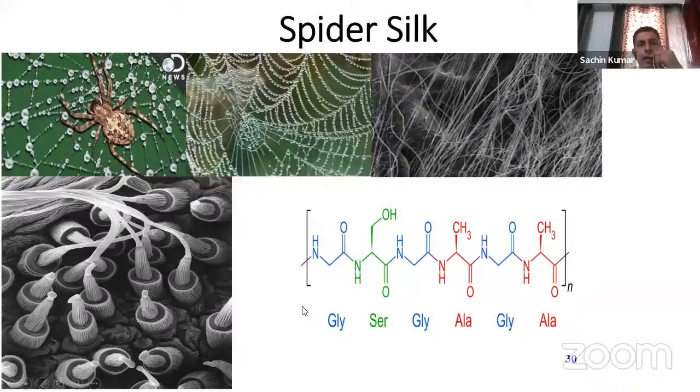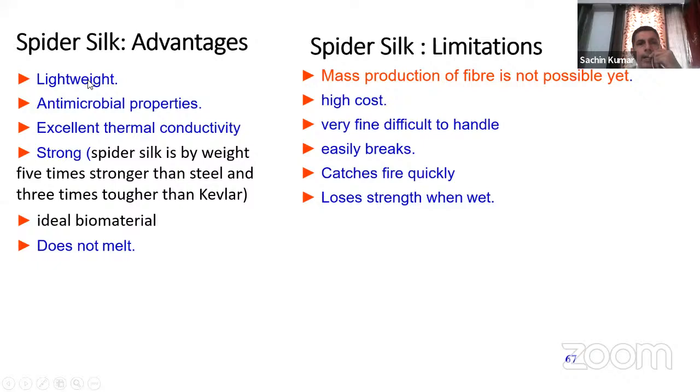It is a protein fiber, made of around 15 different amino acids. The advantages: very light in weight, and it also has an antimicrobial property. Excellent thermal conductivity, strong. Spider silk by weight is 5 times stronger than steel and 3 times stronger than Kevlar, the toughest material that we have made synthetically. It is an ideal biomaterial and does not melt. But its commercial viability is not there.